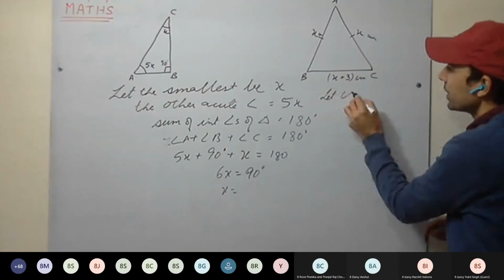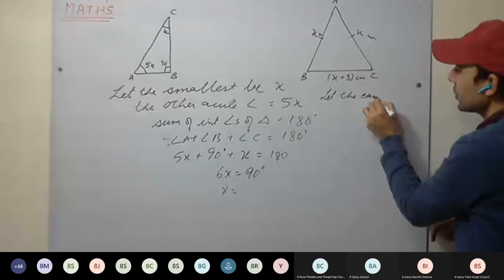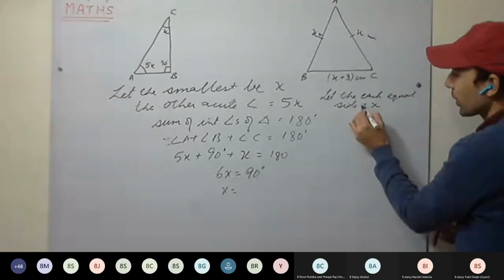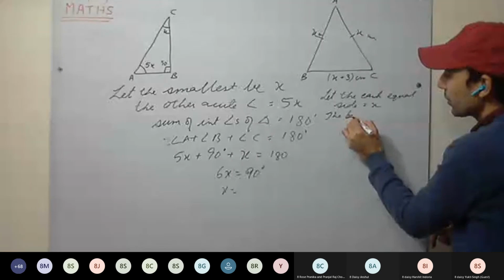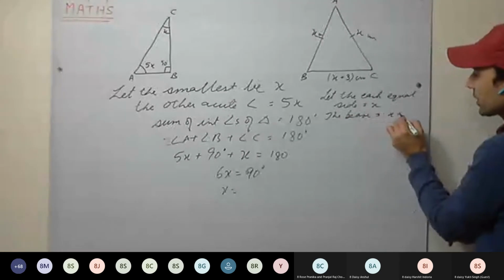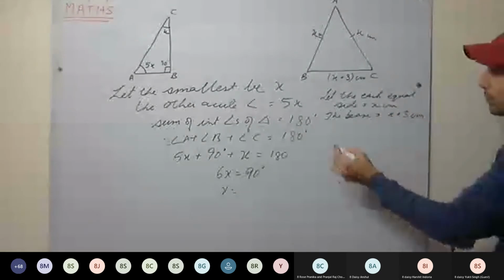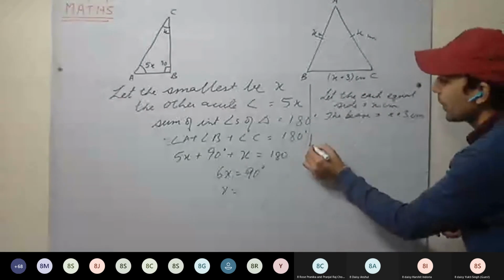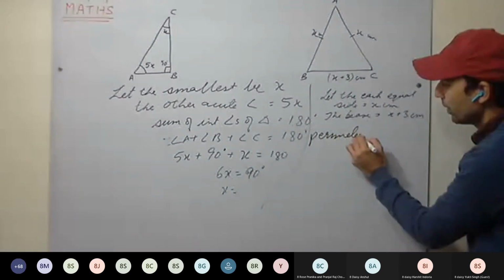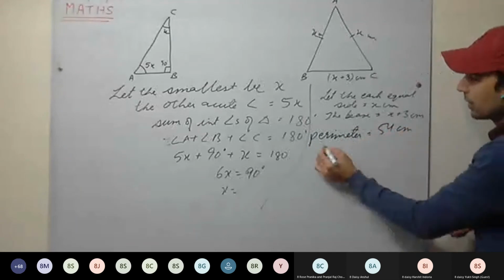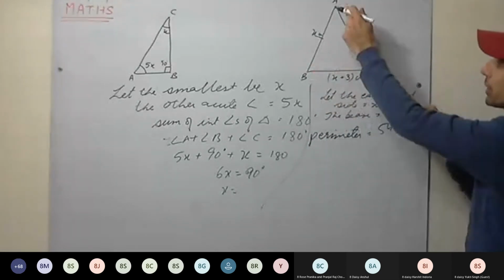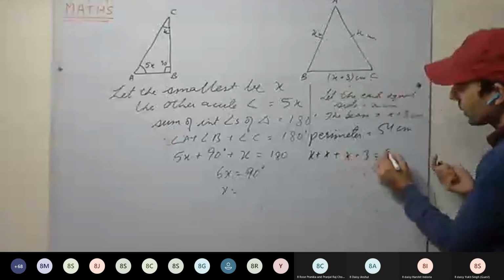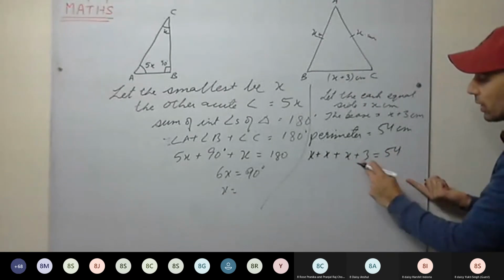Okay. So if the perimeter is 54 centimeter, find the length of the sides. So let each equal side equal to x. The other side, the base, equal to how much? X plus 3 centimeters. Now the perimeter is 54 centimeters. Now perimeter will be how much? AB plus BC plus AC. So x plus x plus x plus 3 equal to 54. You can calculate now.